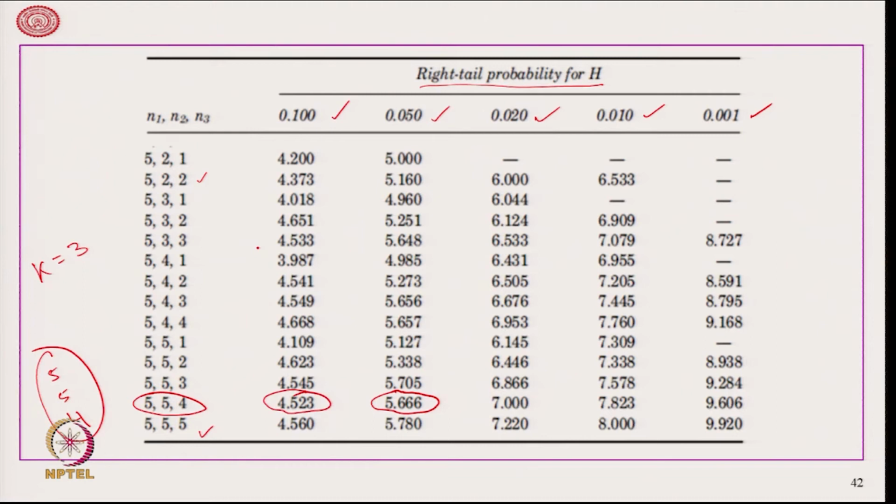Similarly, for any combination of this type, for k equal to 3 and the highest observation from any class is 5, for example, 5, 4, 3, that means there are 5 observations in one class, 4 observations in another class, and 3 observations in another class. Then the critical values are going to be 5.656 at 5% level and 4.549 at 1% level. So, that is how we need to read the table.